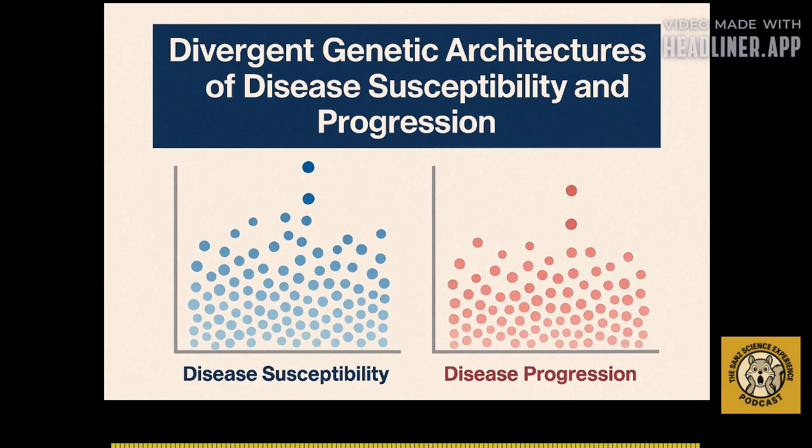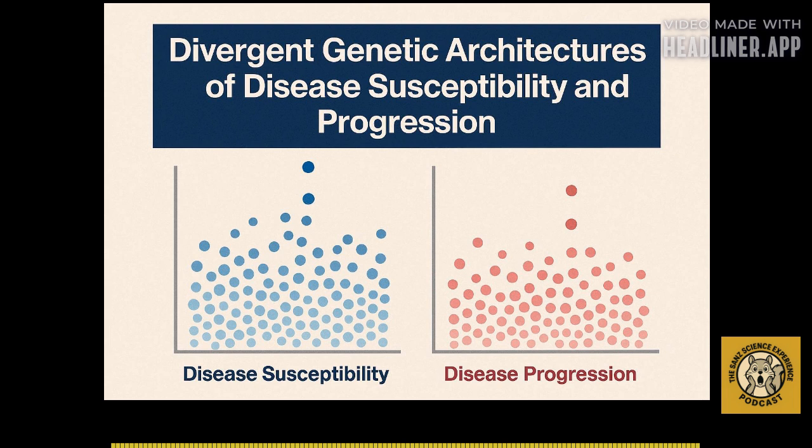Wow. So we have a variant that acts like a lethality switch for heart failure, but it seems to play no role in turning on the disease initially. That really does suggest two completely separate biological machineries might be operating here. One that governs the onset of the disease, and a different one that governs the body's ability to survive it once it starts.